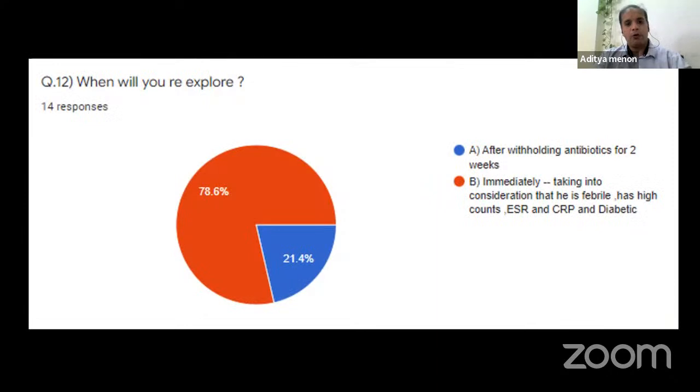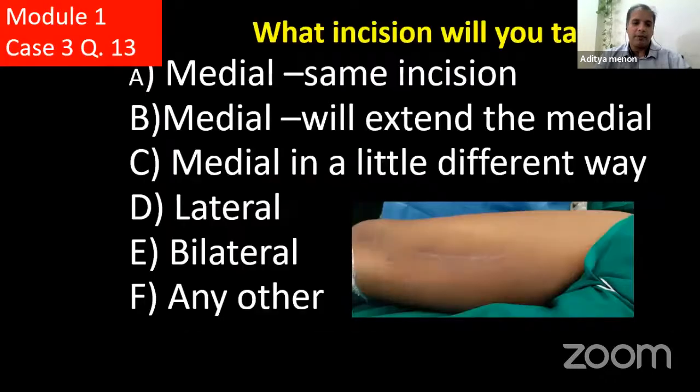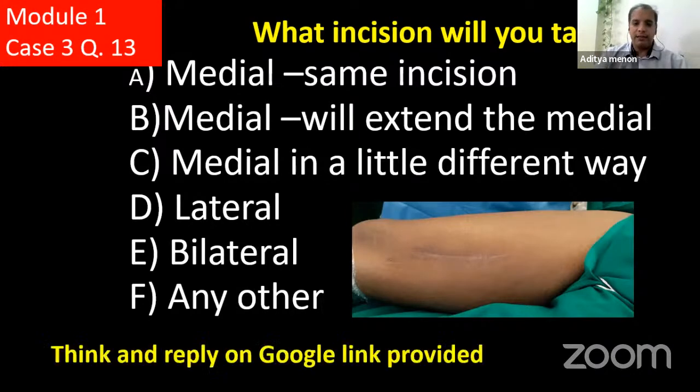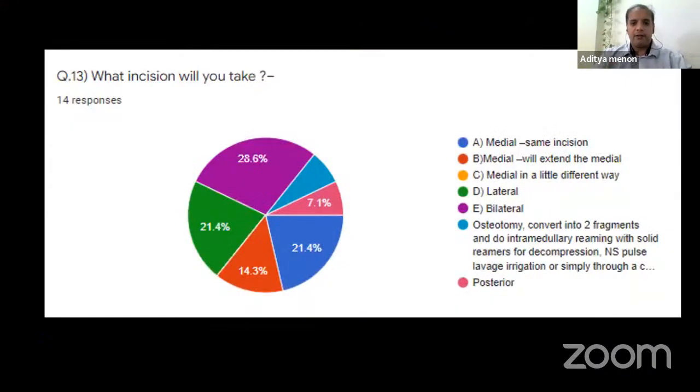Majority have said, yes, we should explore immediately, and that is clinically relevant because the patient might go into sepsis, considering that he already has fever and is a diabetic patient. Again, the approach. It's already been operated medially. Would we take the same incision, go through the same, or in a slightly different way, or a lateral incision, or bilateral? There was a wide spread of answers here.